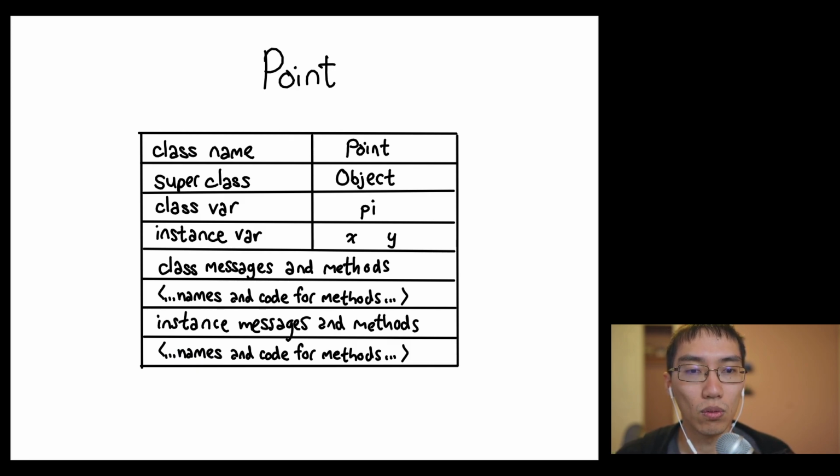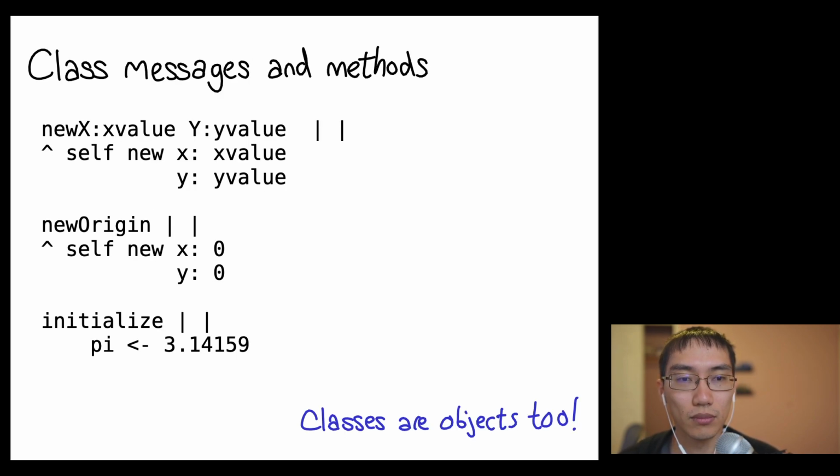So this is what the point class looks like, right? It's got a class name, point, and the superclass is object. It can define some class variables, some instance variables, and it also contains some class messages as well as some instance messages. One thing that I want to point out is that classes are objects too. So when we look at the point class itself, and we look at what's defined on it, we find that there are a bunch of methods on it as well.